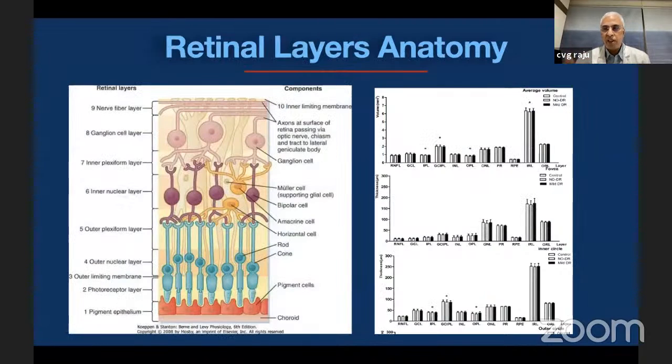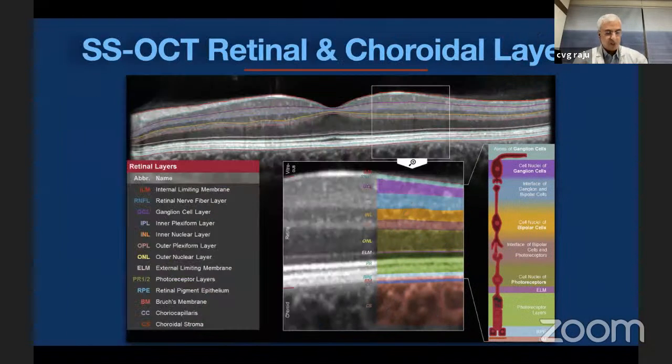Before going to the images of the SSOCT, just to have a recap of the retinal layers, all the layers can be clearly visualized in the SSOCT. So this is the SSOCT image where you can clearly visualize all the layers. It's like a live biopsy and as good as the textbook image.